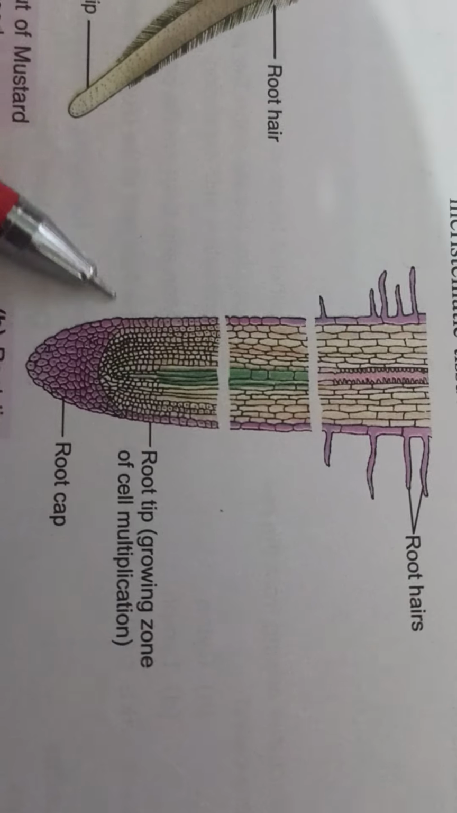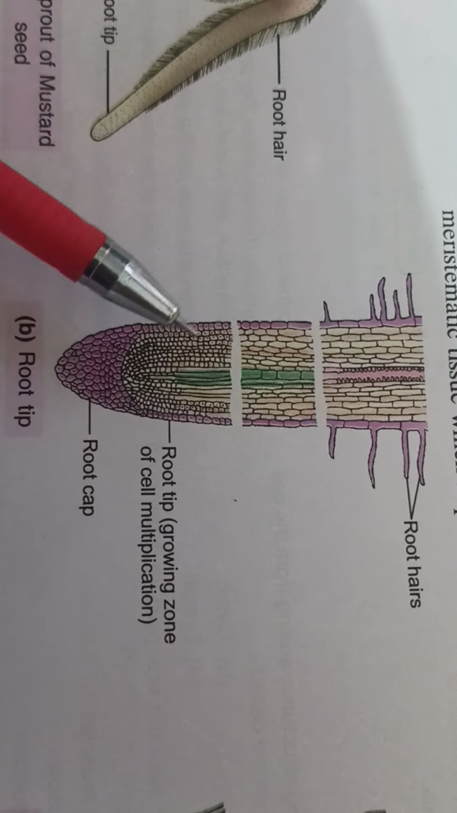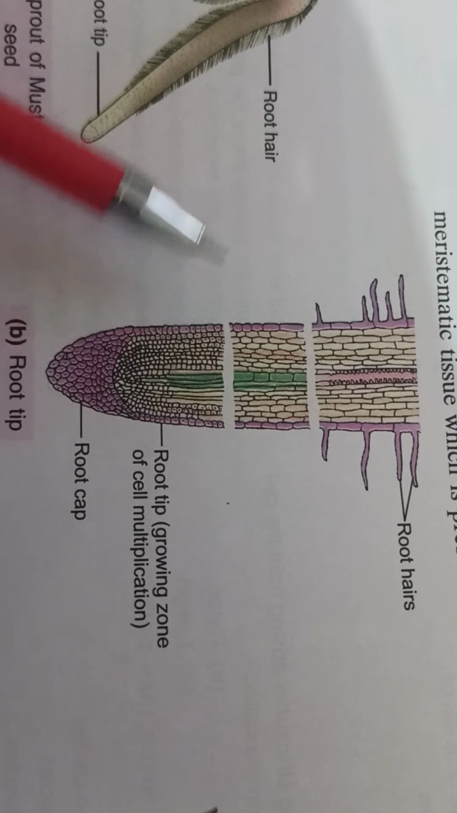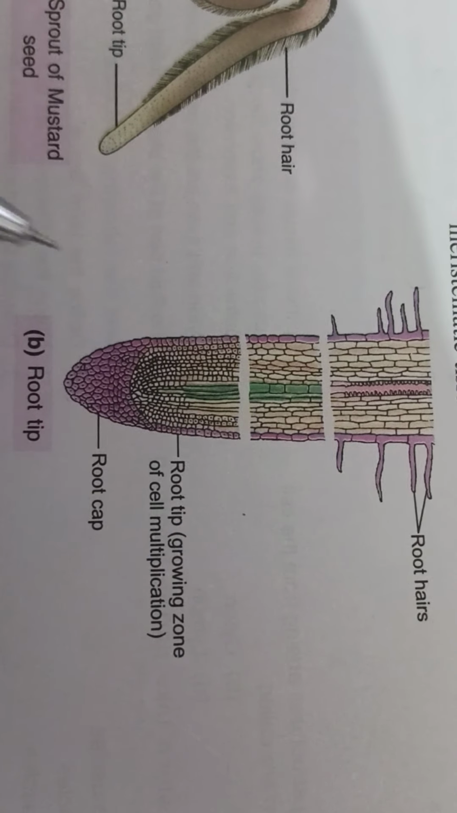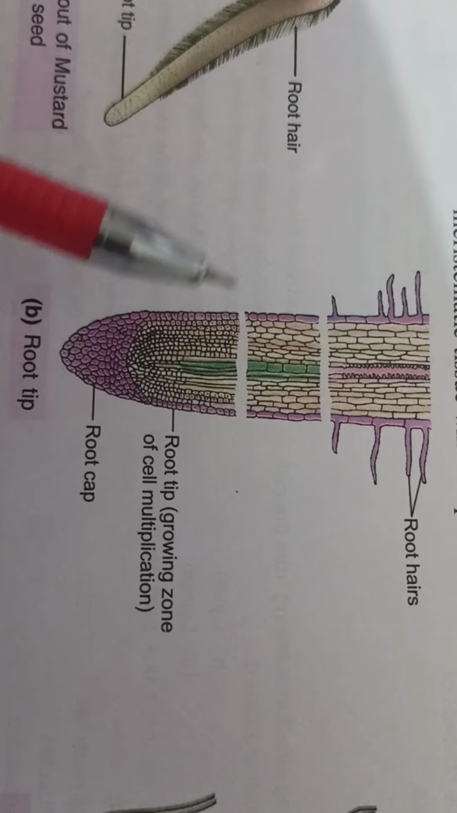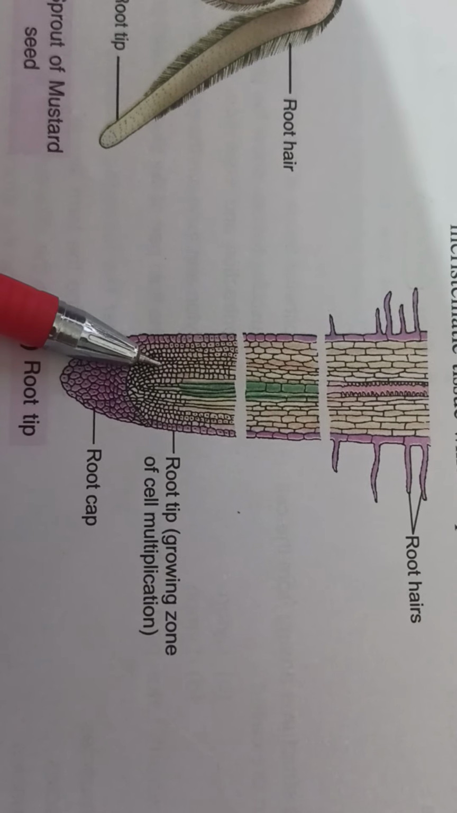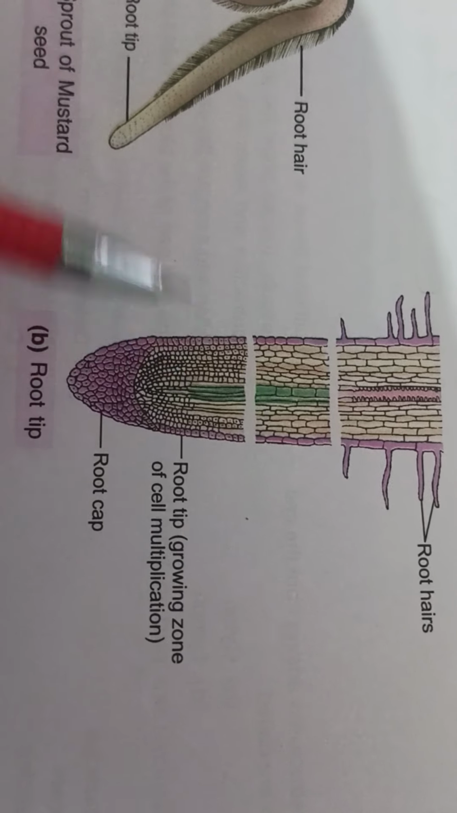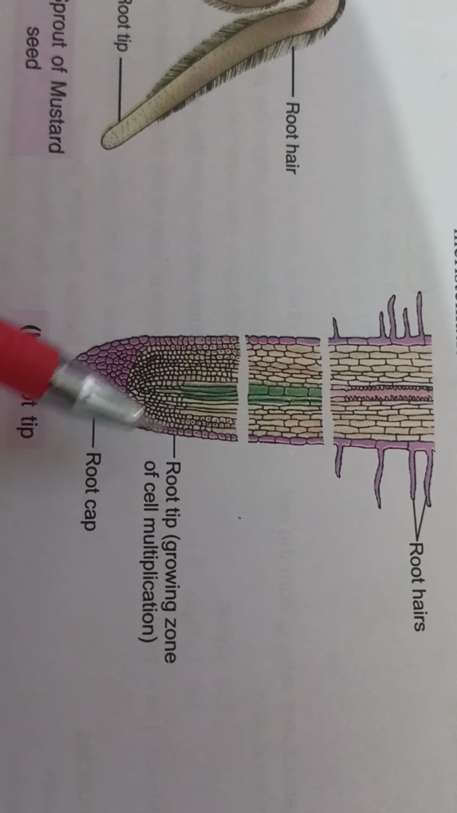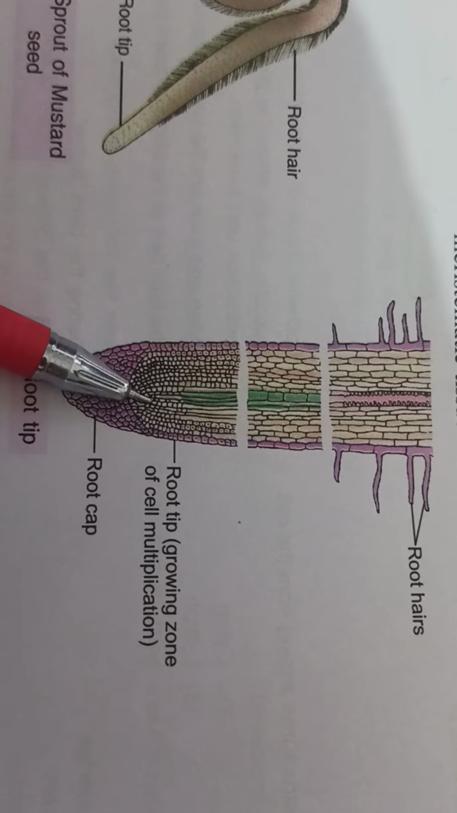So meristematic tissue divides again and after that it gives rise to the permanent tissue. I repeat one more time. Meristematic tissues are the formative tissues. They are actively dividing and make the new cells. After that they convert into the permanent tissue.